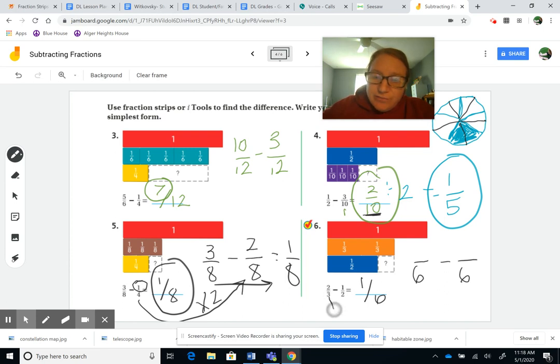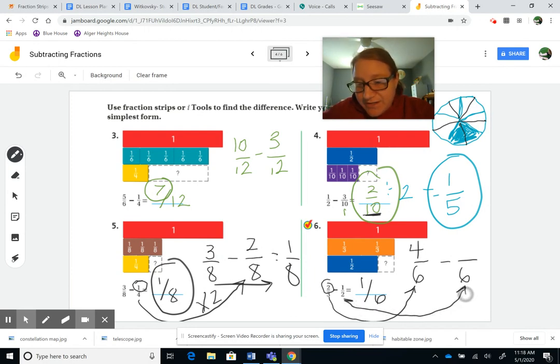So how do you go from 3 to 6? You multiply by 2. So you do the same thing for the numerator. 2 times 2 is 4. For 1/2, how do you go from 2 to 6? You multiply by 3. So do the same thing for the numerator. 1 times 3 is 3, and then 4 minus 3 is 1, which gives us 1/6.